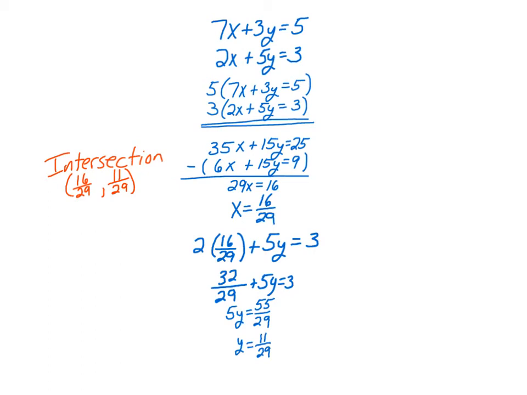Then we substituted the 16 over 29 back into one of the two original equations. I chose the 2x plus 5y equals 3. By doing the algebra there, I found out that y was equal to 11 over 29. Therefore, our intersection point is 16 over 29, comma 11 over 29. Please pause the video, copy this into your notes.